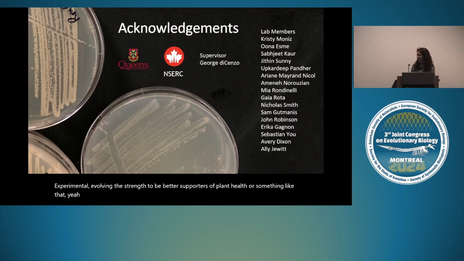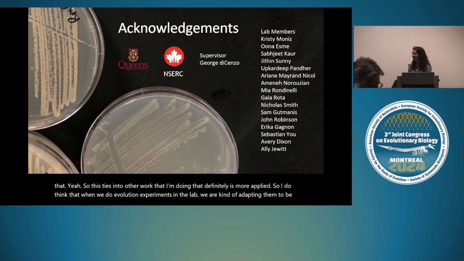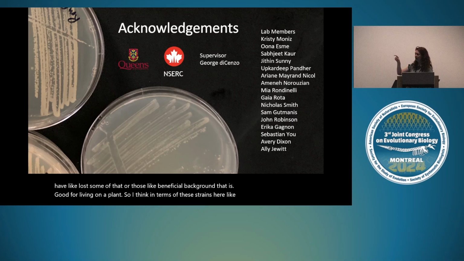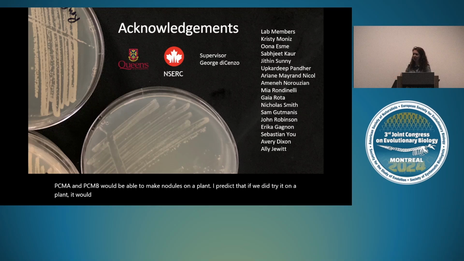Yeah, so this ties into other work that I'm doing that is definitely more applied. I do think that when we do evolution experiments in the lab, we are adapting them to be good at living in culture. And then if you want to put them back on a plant, they might have lost some of that beneficial background that is good for living on a plant. So I think in terms of these strains here, only the one with both PSMA and PSMB would be able to make nodules on a plant. I predict that if we did try it on a plant, it would be worse just because it went through 200 generations in a test tube.